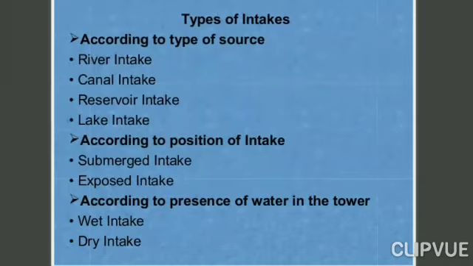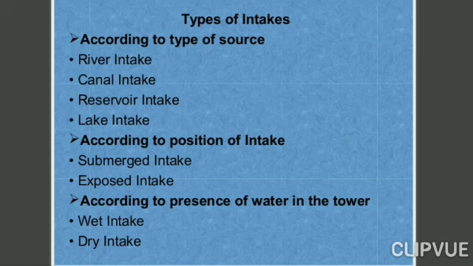The next one is the types of intakes. There are different types of intake structures. The first one is the river intake, the next one is the canal intake, the next one is the reservoir intake, and the last one is the lake intake. According to position of intake structure, there are two types: the submerged intake and the exposed intake.